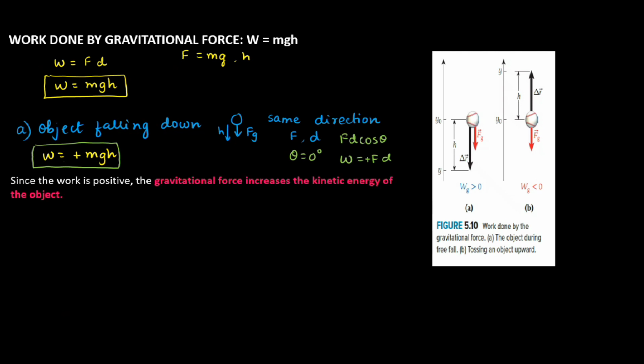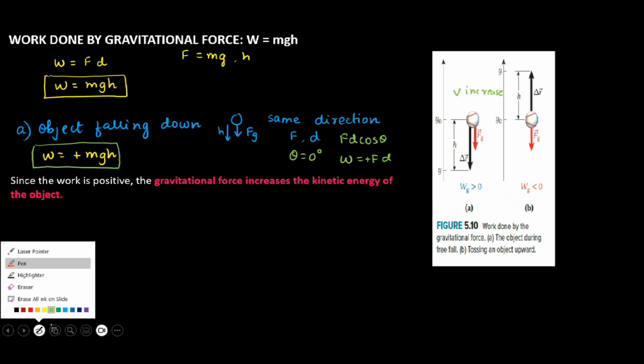And since this work done is positive, gravitational force increases the kinetic energy of the object. This is why when an object is falling down, its velocity increases. Because gravitational force is doing work to increase the kinetic energy of the object.